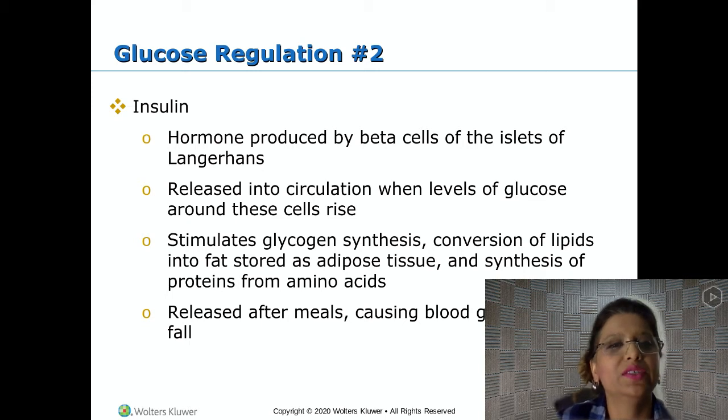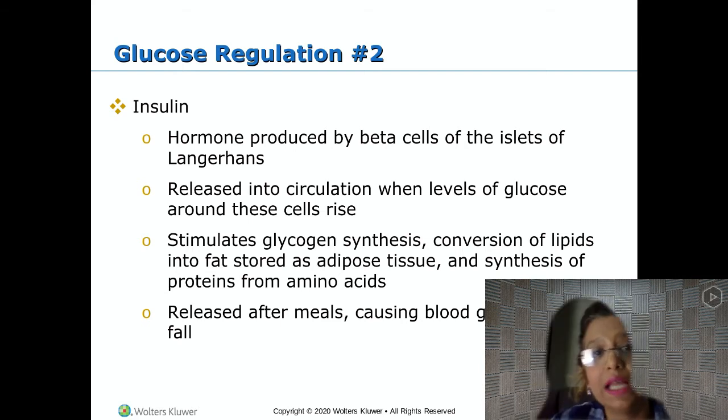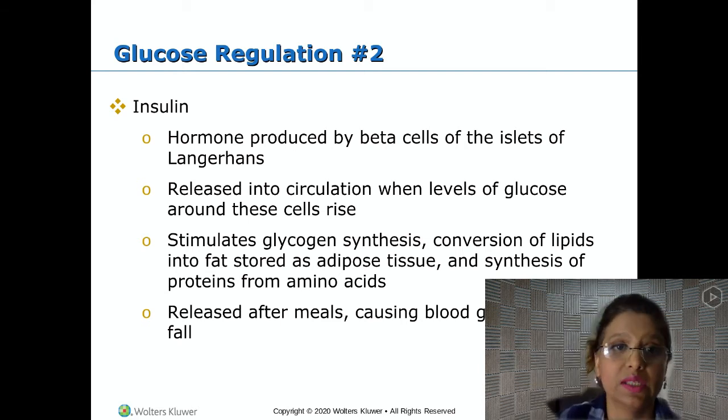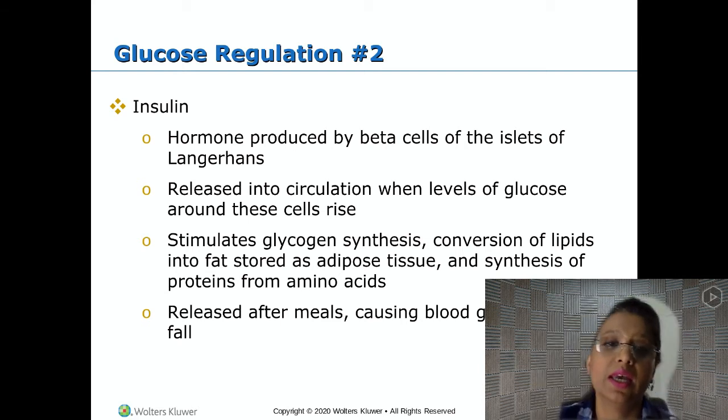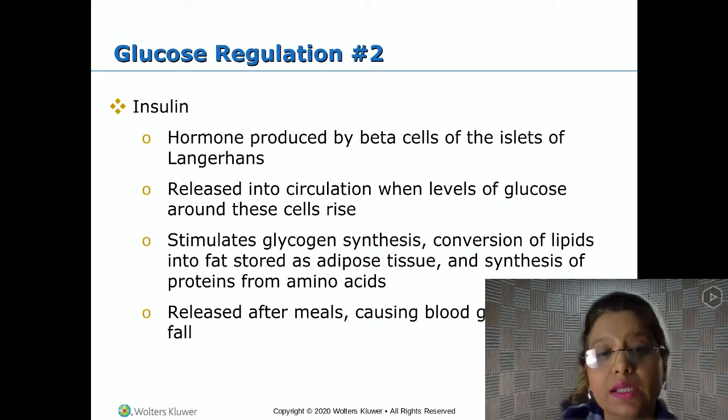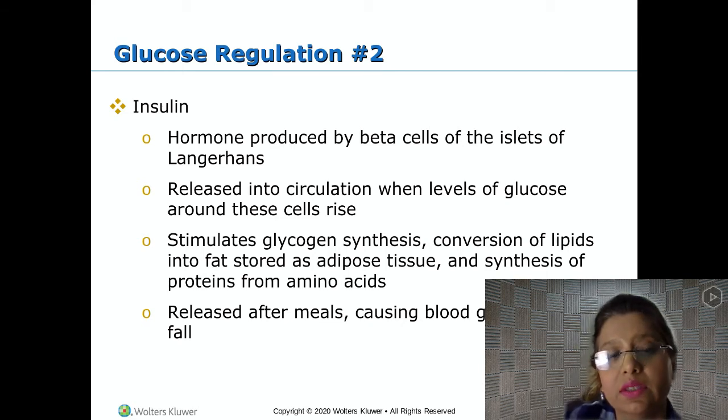Okay, so going back to insulin, right? Insulin: hormone produced by beta cells of the islets of Langerhans. Insulin is something that your body, your pancreas, produces. Beta cells produce insulin. It is released into circulation when the level of glucose around these cells rises. It stimulates glucose uptake, glycogen synthesis, conversion of lipids into fat stored in adipose tissues, and synthesis of protein from amino acids released after meals, causing blood glucose levels to fall.